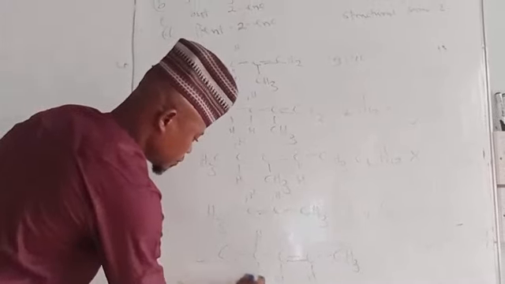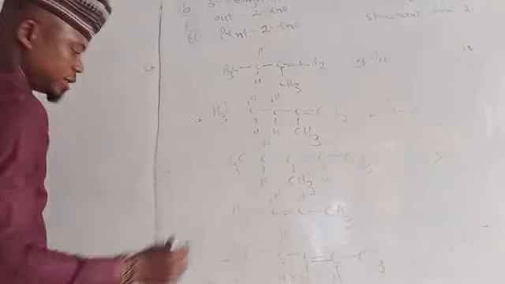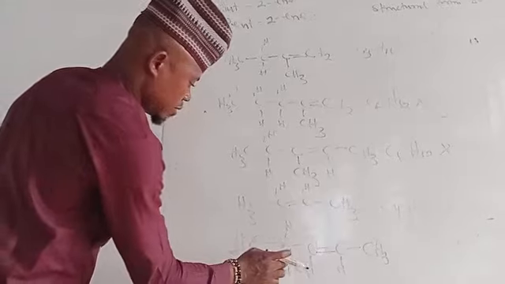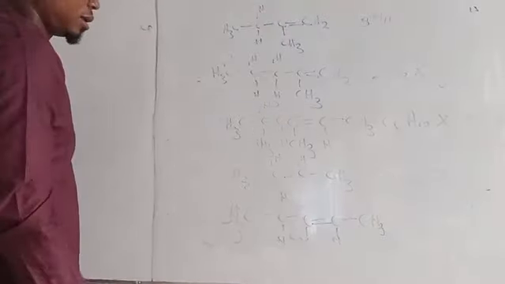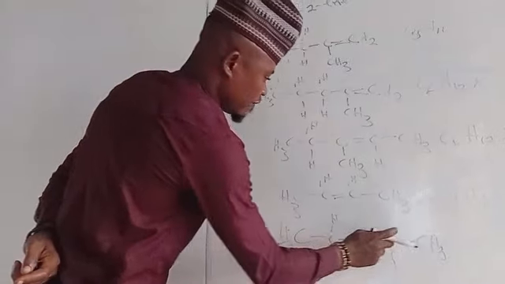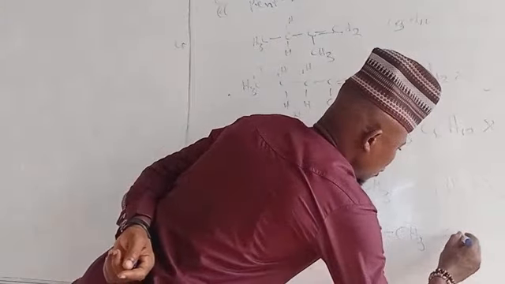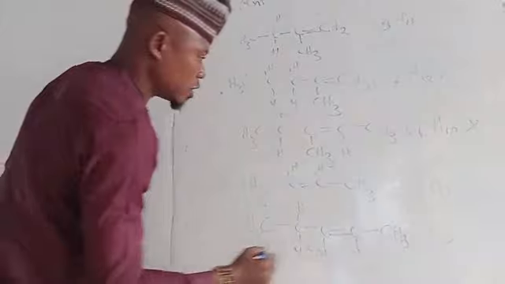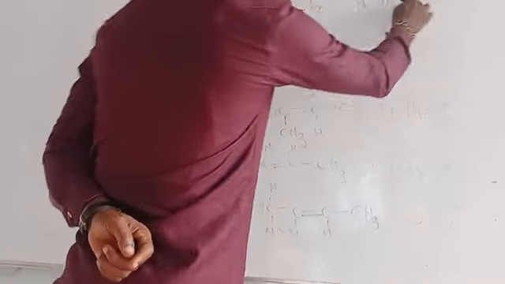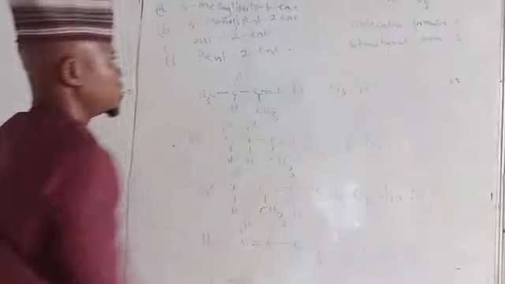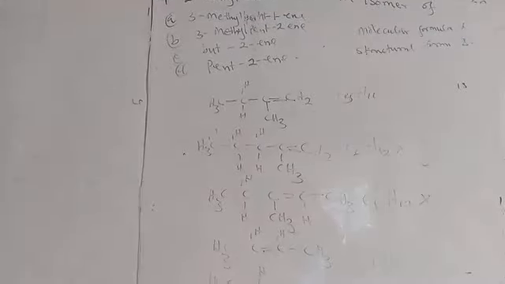This one needs 2 and here needs 3. Let's calculate. 3, 4, 5, 6, 7, plus 3, 10. So we have C5, 5 carbon atoms, and 10 hydrogens. I think that is the same thing as this. So the correct answer is option D. So that is how to go about knowing your isomers.